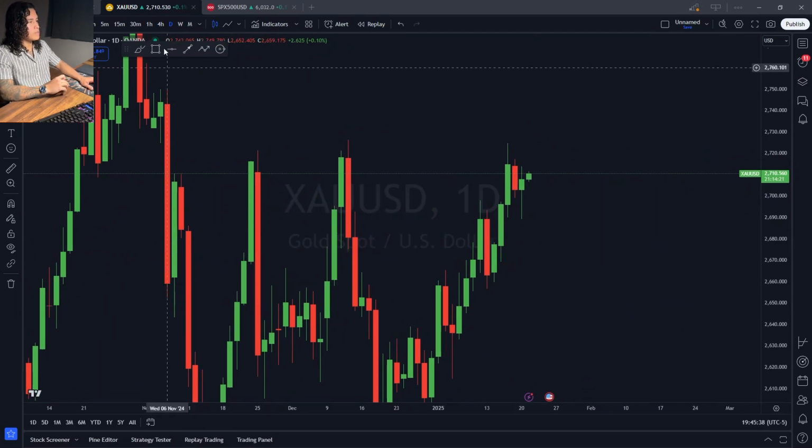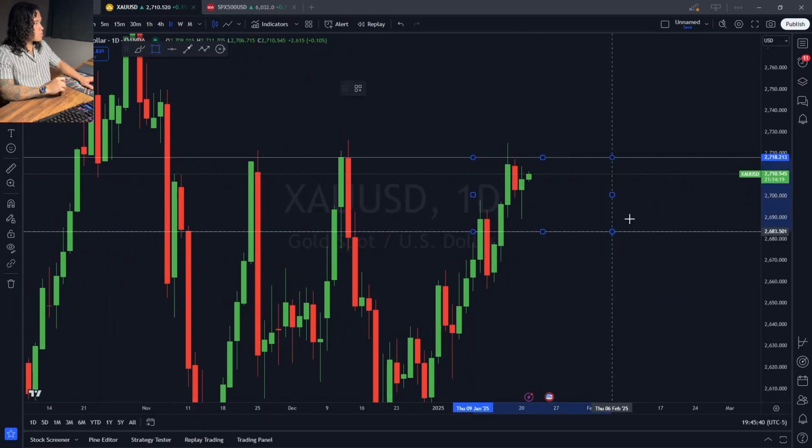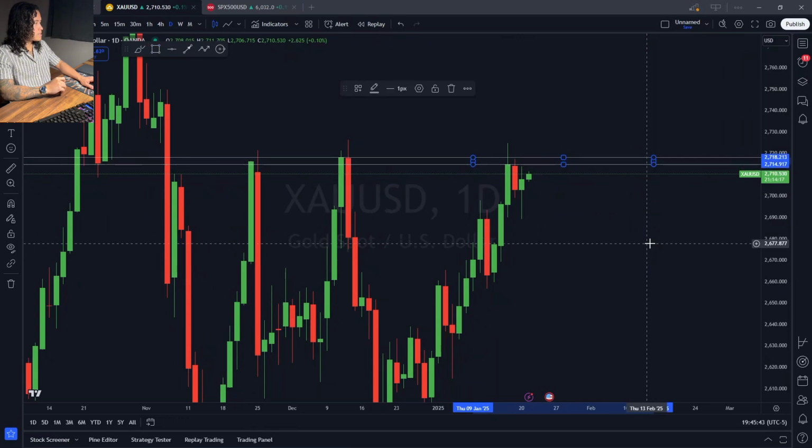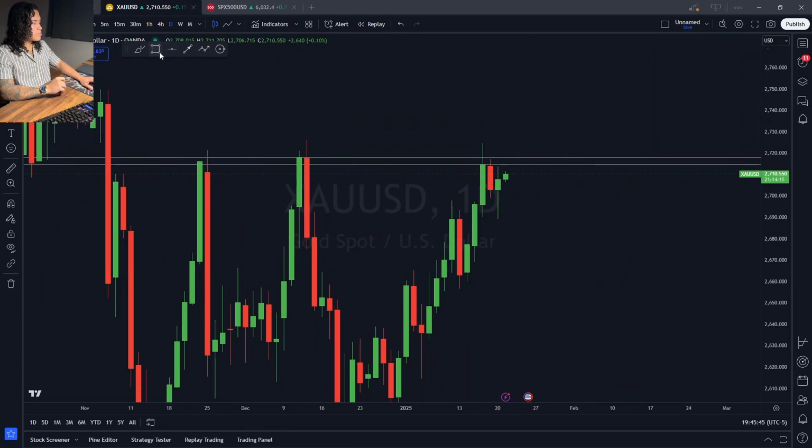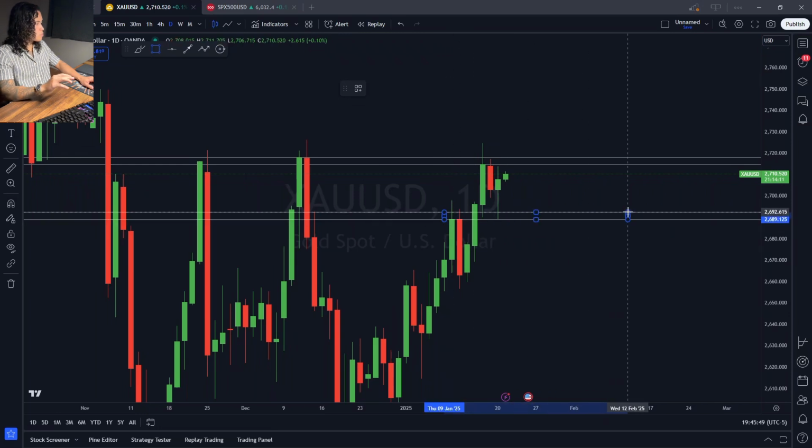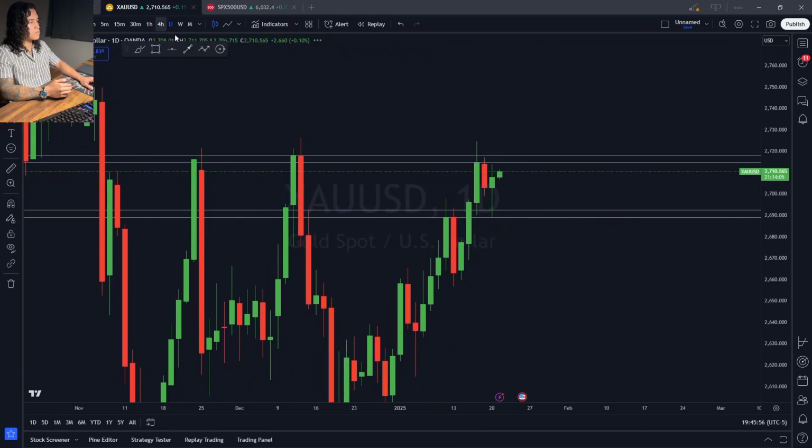Now, what we see right here is this strong resistance on the daily time frame. And also, as we can see, when price made this low here, this low didn't just go to a random place. It retested these previous highs. So on the daily time frame, these are the main zones that we should be looking out for.